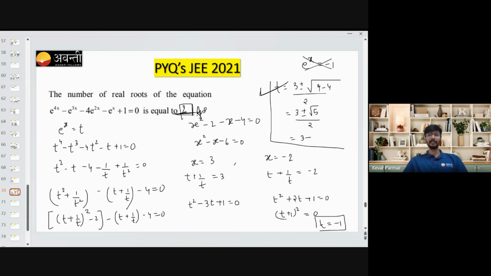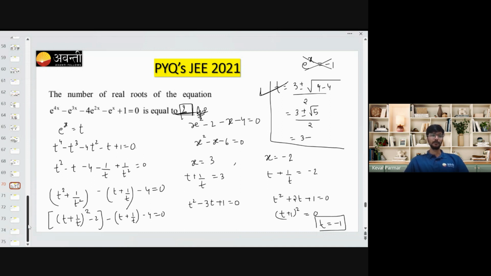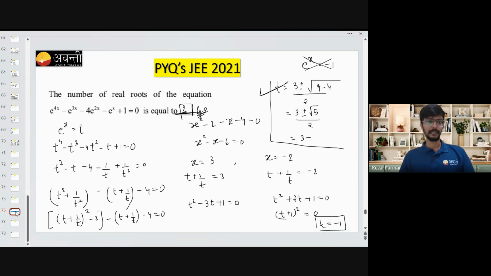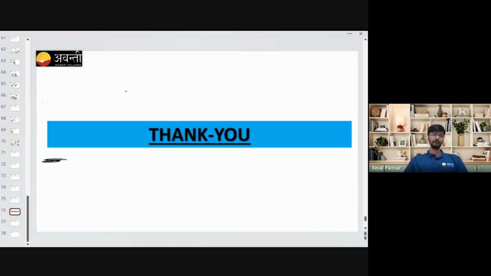How many roots are there? 2 roots. How many roots are there? 2 roots. Correct, guys?